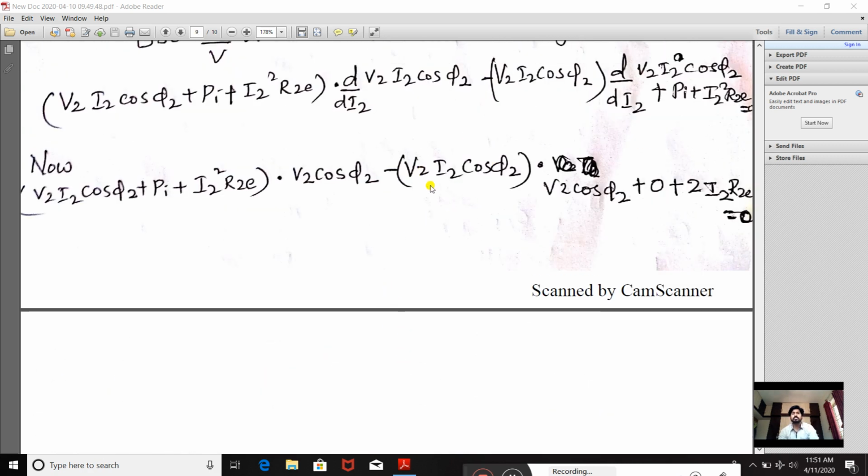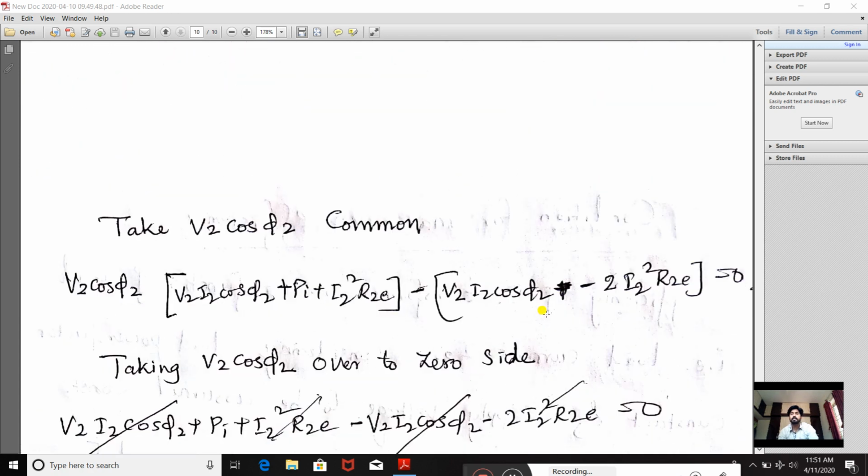Now from this term also take V2 cos phi 2 as common, which is already taken. The remaining term is I2. This I2 you need to multiply with this term as well as this term. So it becomes V2 I2 cos phi 2, and this becomes 2 I2 square R2. That is, V2 I2 cos phi 2 minus 2 I2 square into R2E is equal to 0.